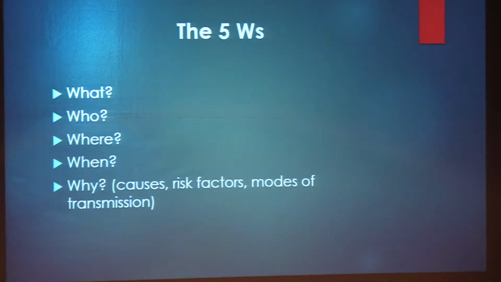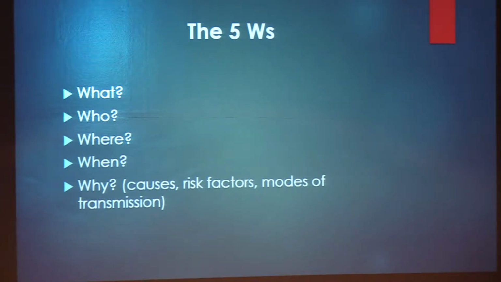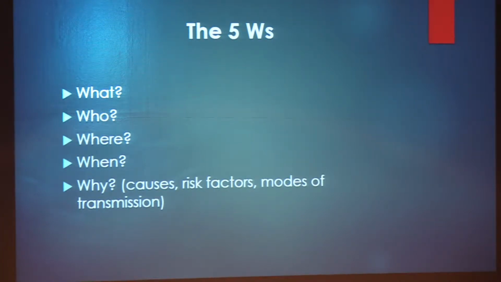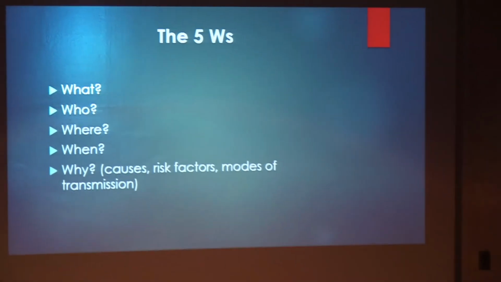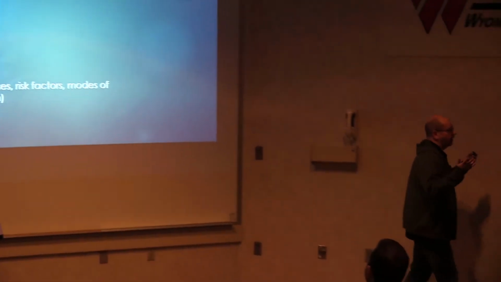Every epidemiological study has to answer these 5 questions. First, you have to define what exactly is it that you are looking at. What is your focus? Next is who. What part of your population are you interested in studying? What age groups, what genders? Are there any limitations on who you are going to include in your study and that kind of stuff?